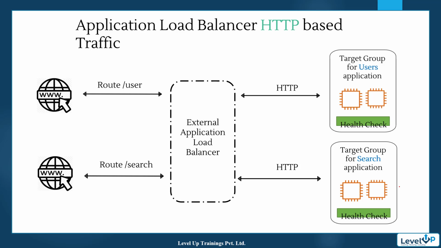Now, if you look at this picture, you can understand that there are different types of requests coming for the application, and this is an external application. Let's say a couple of requests are for the user and a couple of requests are for the search. Now what we have done, we have created two target groups. One target group is called user, the second target group is called search. Whatever request is coming for the user goes to the target group user, and there are two instances in that. And whatever request is coming for the search application goes to the target group search, and there are EC2 instances in the search.